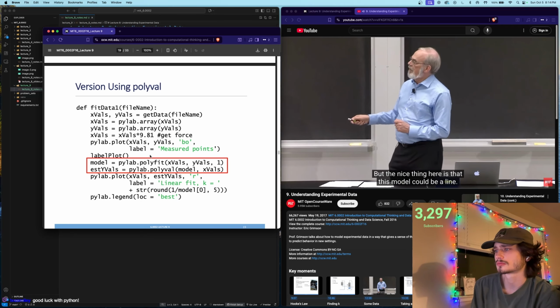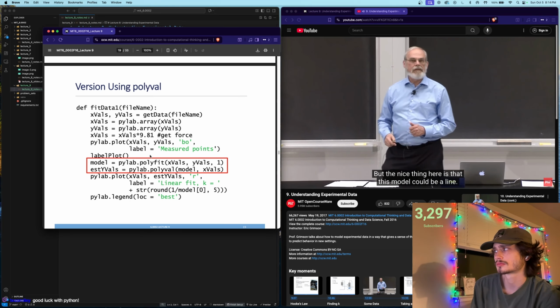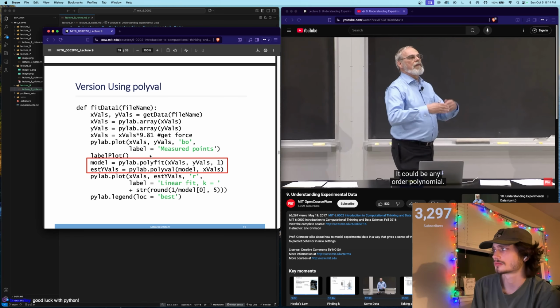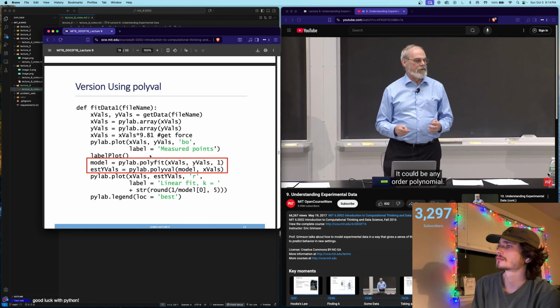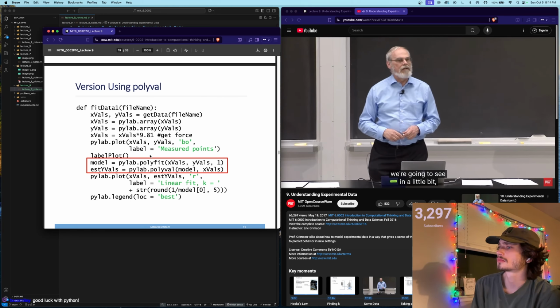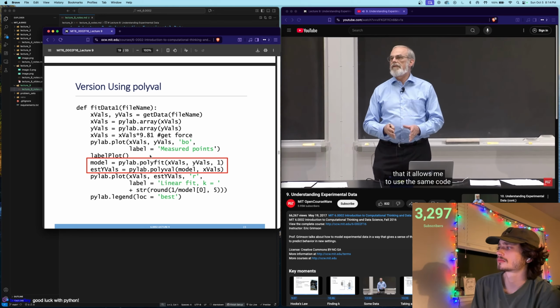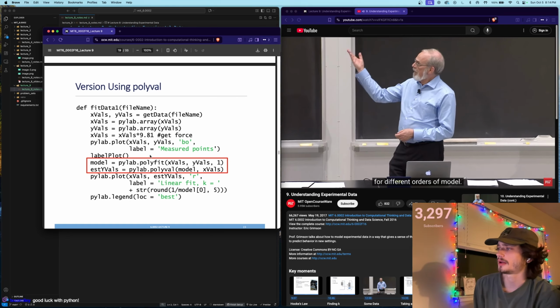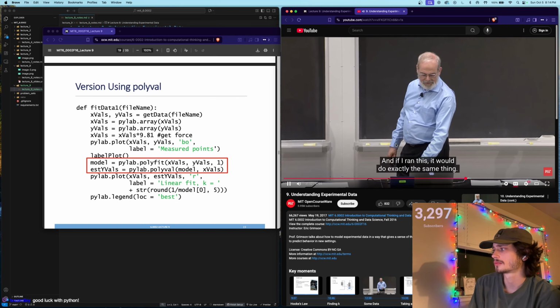But the nice thing here is that this model could be a line, could be a parabola, could be a quartic, it could be a quintic, it could be any order polynomial. And I buried, if you like, the abstraction in here, which we're going to see in a little bit, that it allows me to use the same code for different orders of model. And if I ran this, it would do exactly the same thing.